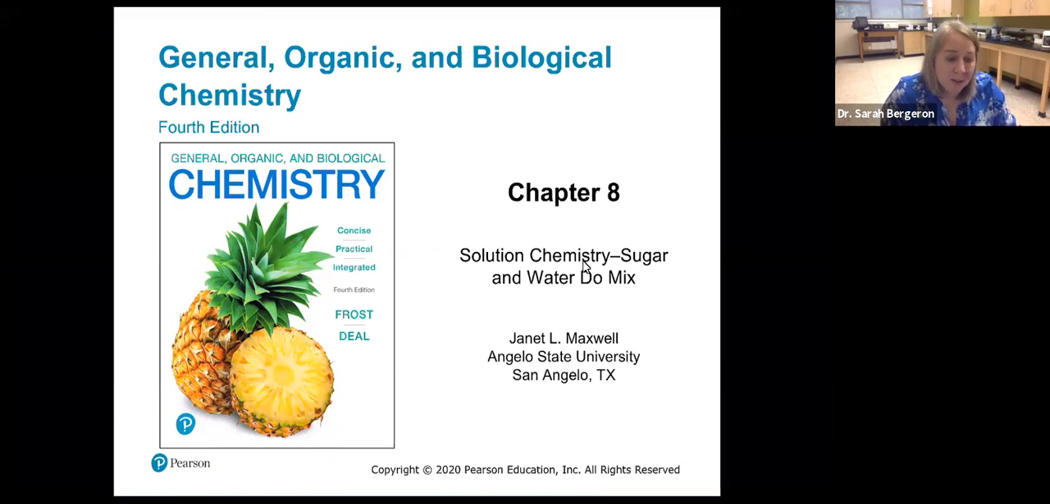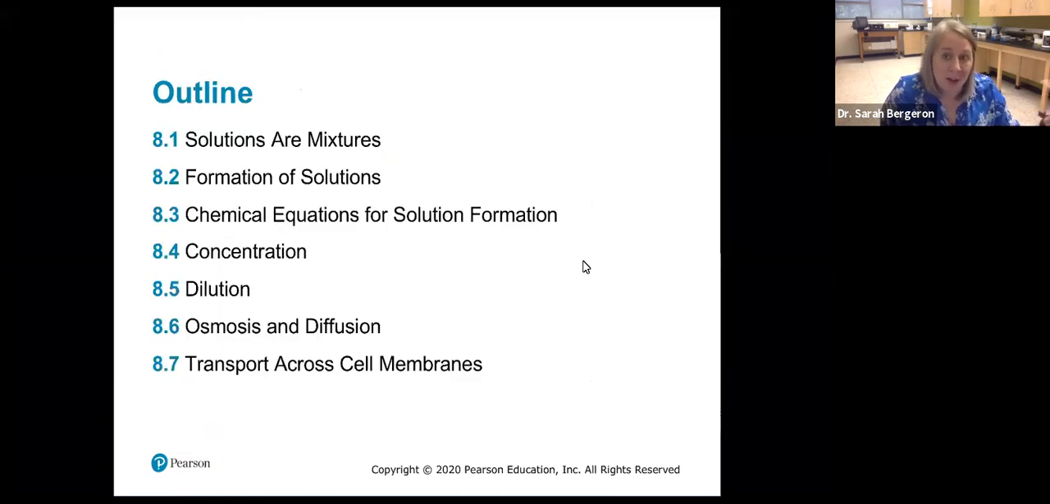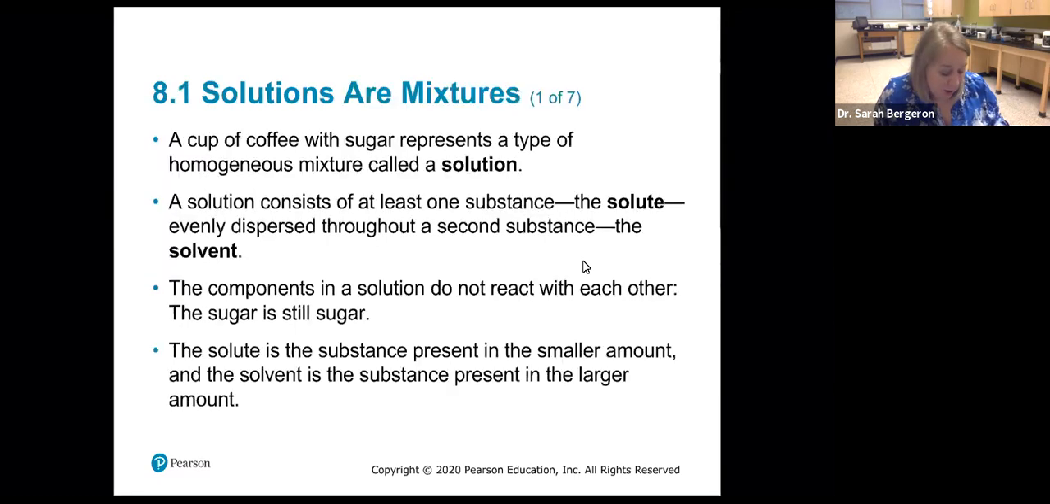And so we're going to practically apply what we learned in the last chapter to some really real life situations and things that you might actually see. So we're going to start out with just kind of defining what a solution is. Then we'll talk about how solutions are made, and then how we can write chemical formulas for those solutions. Then in 4, 5, 6, and 7, these are really the practical applications of that, okay?